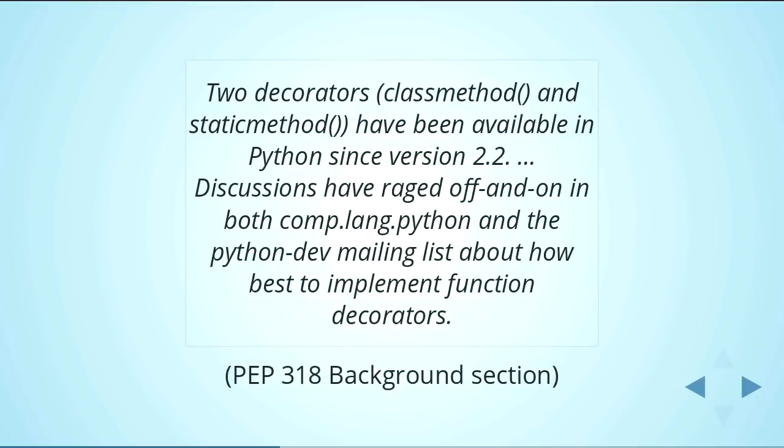Side note. The original version did not have class decorators in it because there was no obvious use case for them. Python 3.7 has data classes in it, which you mark with a decorator.